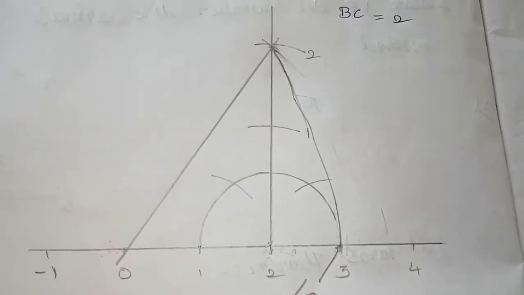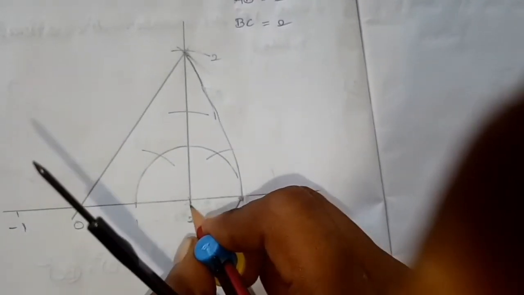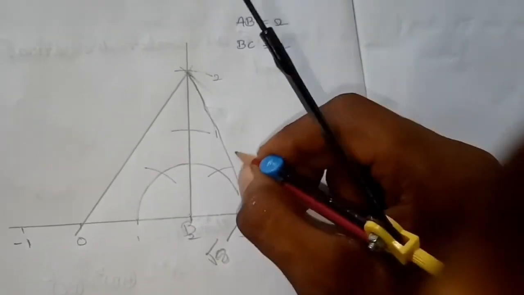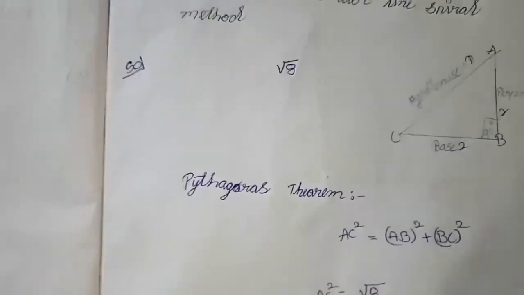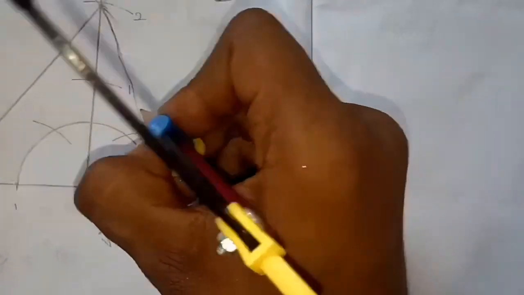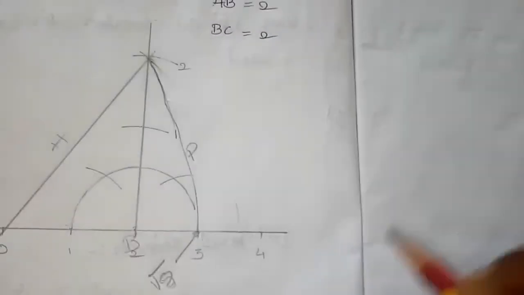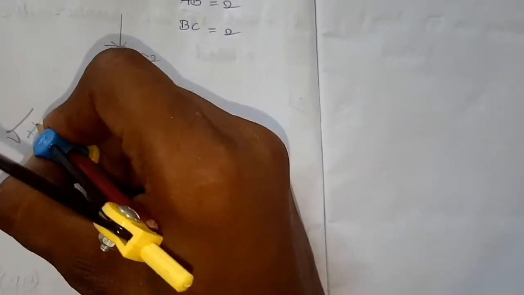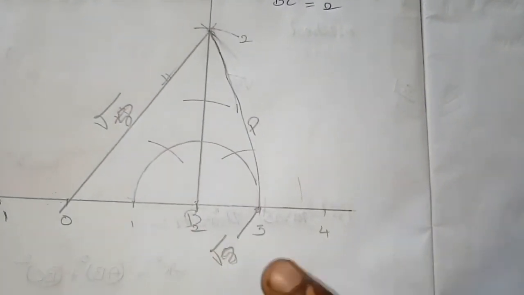Friends, you have one doubt: where are A, B, C? I will show. This is the base. Here, see, this is the hypotenuse. This is the perpendicular and this is the hypotenuse. That is the base, this is the perpendicular and this is the hypotenuse. Then we find the hypotenuse. This is the root 8, the hypotenuse. We found the root 8. Okay, friends.